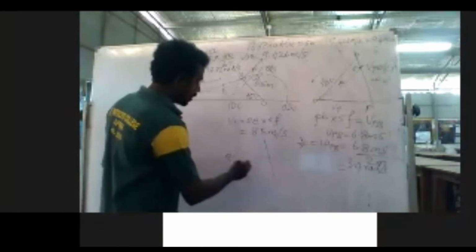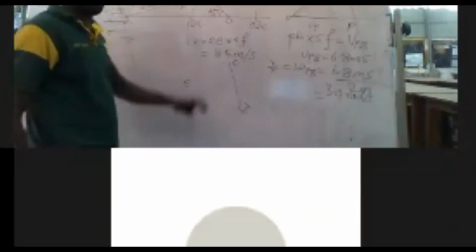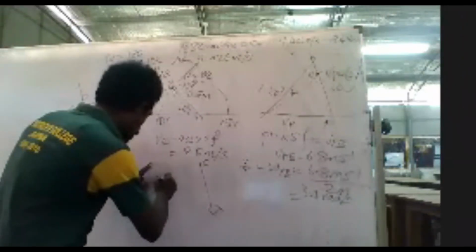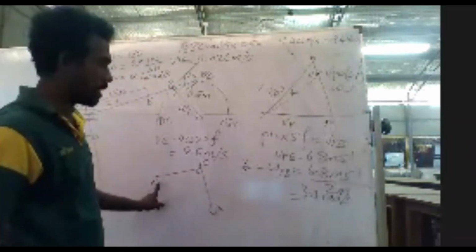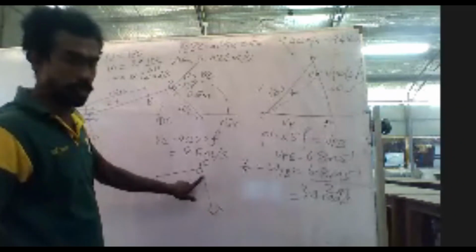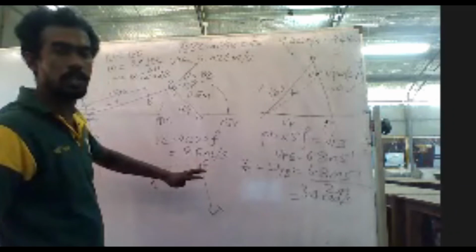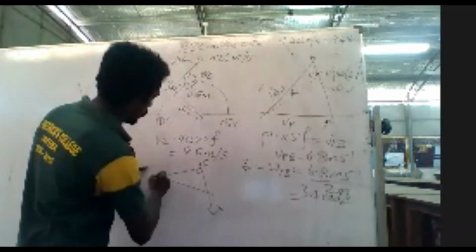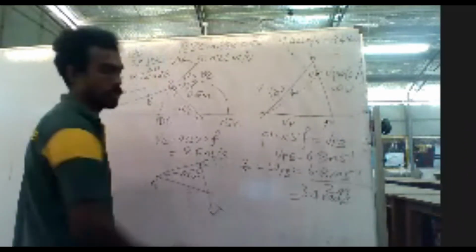So if this is my point A, and this is the line OJ, and I need to find the minimum length between this OJ and A, the minimum length is the perpendicular drawn from A to OJ. This will give you the minimum length. Whatever other line you draw would be lengthier than this line. This is the minimum length.